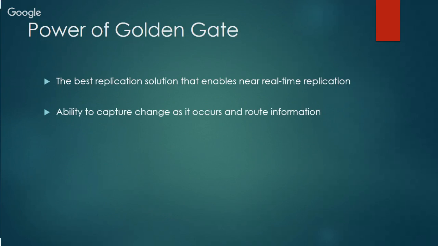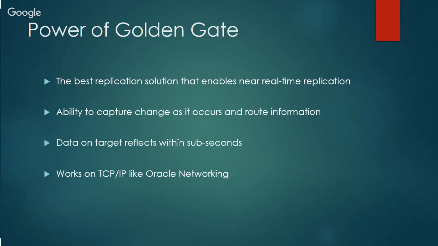Next, it has the ability to capture the change as it occurs and route information. We know it can do real-time replication only when it is powerful enough to capture changes immediately and then reflect them onto the target system. Of course, GoldenGate is very powerful in capturing the changes. Data on target reflects within sub-seconds. That is one of the amazing things about GoldenGate. And it works normally like the TCP/IP protocol, as we have in Oracle networking. Your listener and TNS entries talk over TCP/IP protocol, right?